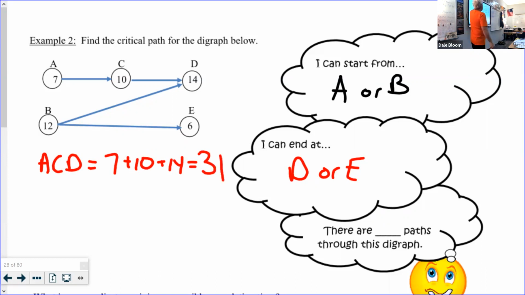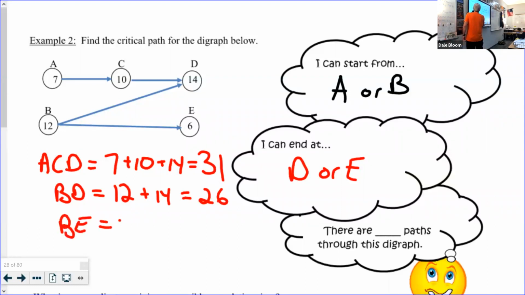And then I got B, D. That's another path through my graph. Just B, D, and that's 12. It started at B, it goes to D, and we're done. It's 26. And I add that up, it's 26. And then the last one is going to be B, E.